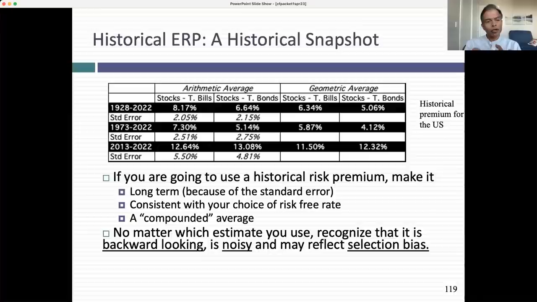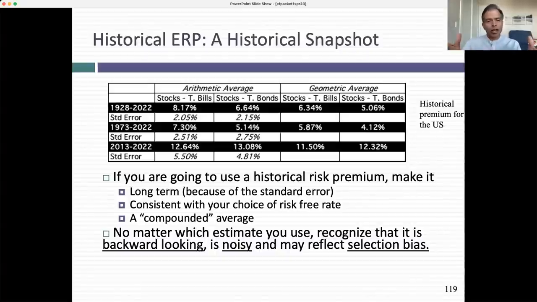If you give me 94 years of returns, I can take the 94 years, add them up and divide by 94. That's called an arithmetic average. Or I can look at the compounded return you could have made over time, which is what would a dollar invested in 1928 be worth today? And what would my compounded return be? It's a geometric average. I get different numbers. I'm saying, which one should I use? I'll give you the short answer. They're all crappy, but some are crappier than others.